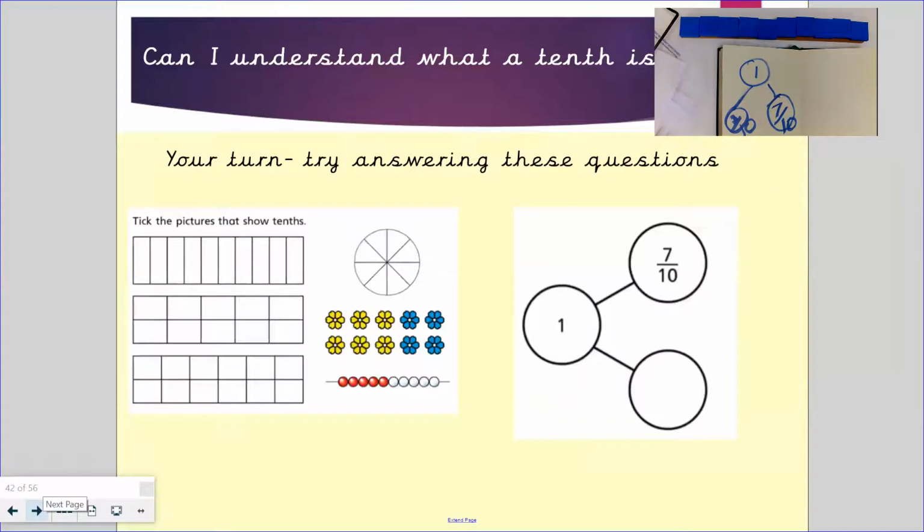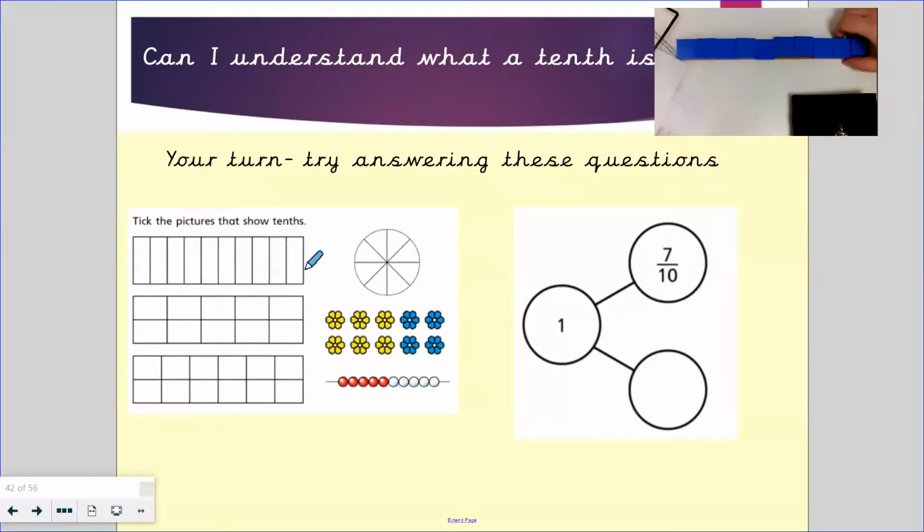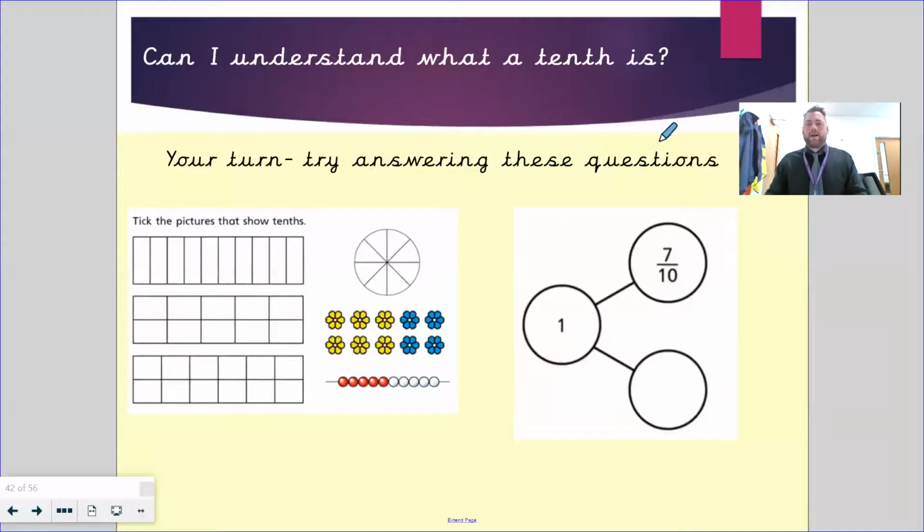Excellent. Now I want you to have a go answering these questions. So what you need to do is the following. You need to tick the pictures that show tenths, and remember, tenths is when a whole has been taken and split into 10 equal parts. And then I want you to finish this part whole model on the side here. You can pause the video and answer these questions. Okay, guys, let's see how you've done in answering these questions then.